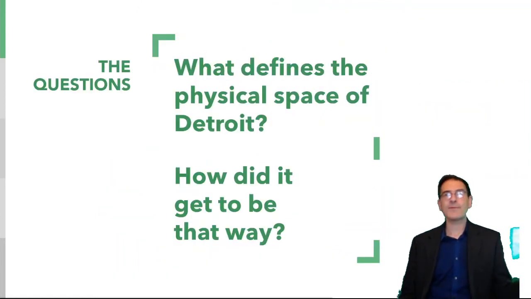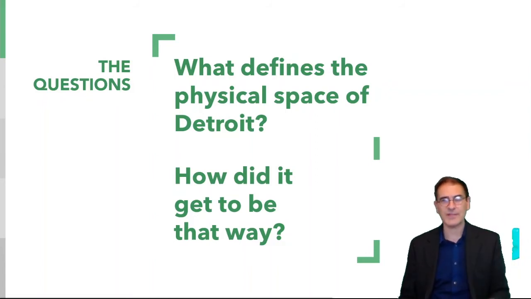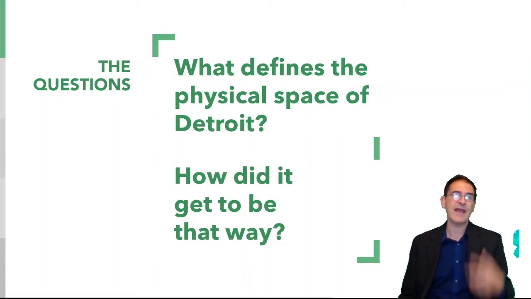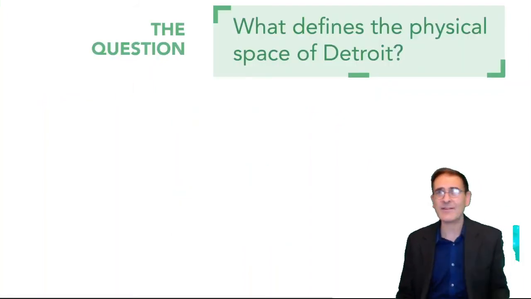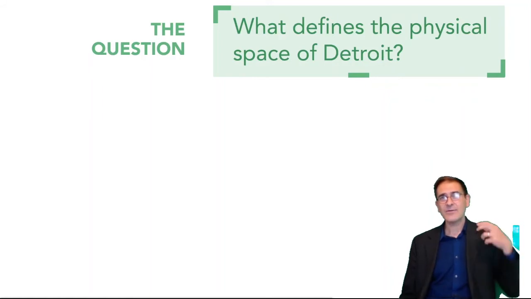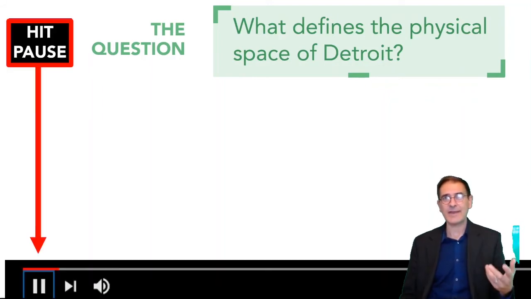So that's the big picture. All of these are open questions. We're going to come back to almost everything that we talked about here, but I wanted to give you a brief initial introduction to the space of the city and to think about these two core questions. So what I like to do at this particular point is to come back to those questions and to ask, what defines the physical space of Detroit?